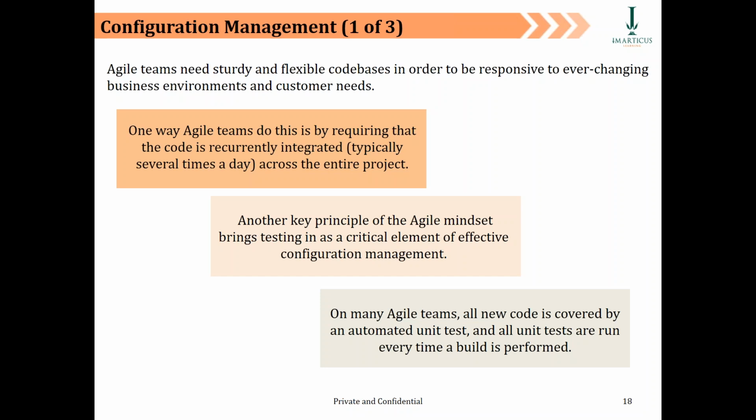One way agile teams can do this is by requiring that the code is integrated multiple times a day across the entire project, which is a fantastic practice, guys. So the Chinese team is working on invoicing code, so is the India team, so is the UK team. Now, when the Chinese team wrote code for, let's say, the first step of invoicing, they put it into the system.